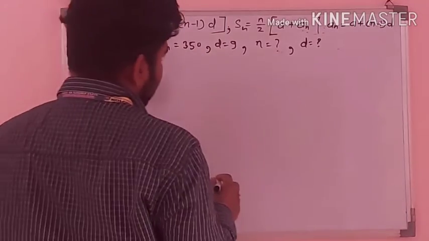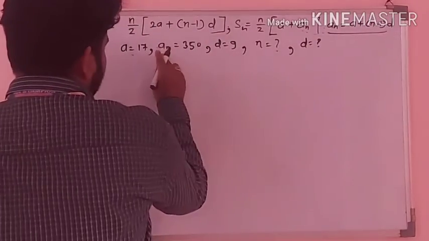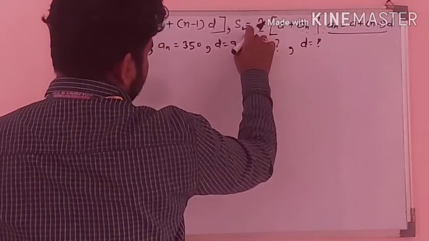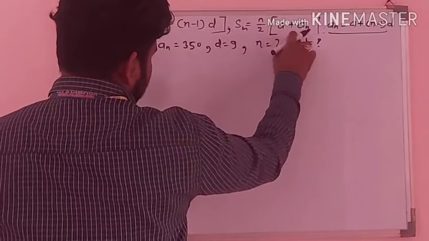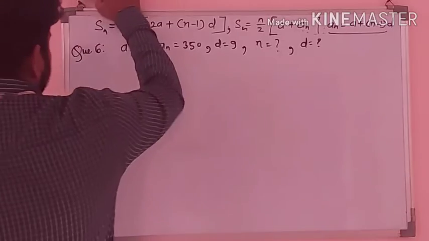To find the sum, here is we know, put the value here. We get a, n and d from here, and put this value in here. That means we get the sum of this AP. Okay, this is our solution.